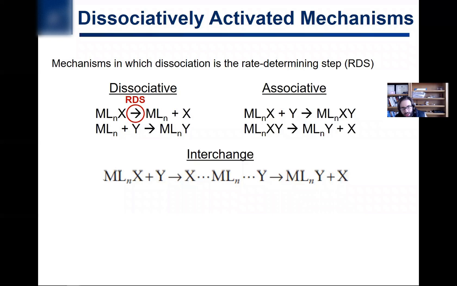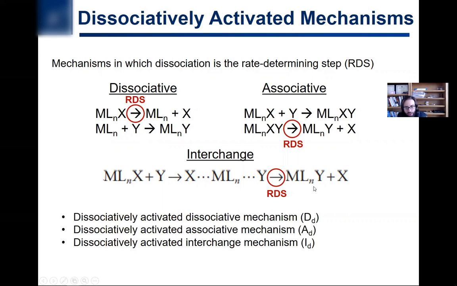So if you have a dissociatively activated dissociative mechanism, the RDS is going to be dissociation, that first step where the X just leaves and you get a lower coordination number. If you have a dissociatively activated associative mechanism, it's going to be the second step where the X group leaves from the higher coordination geometry to form your product. And if you have a dissociatively activated interchange mechanism, it's going to be the second step where this transient species loses its ligand to make the product. All right, so we call these three different types of mechanisms DD, AD, and ID for short.